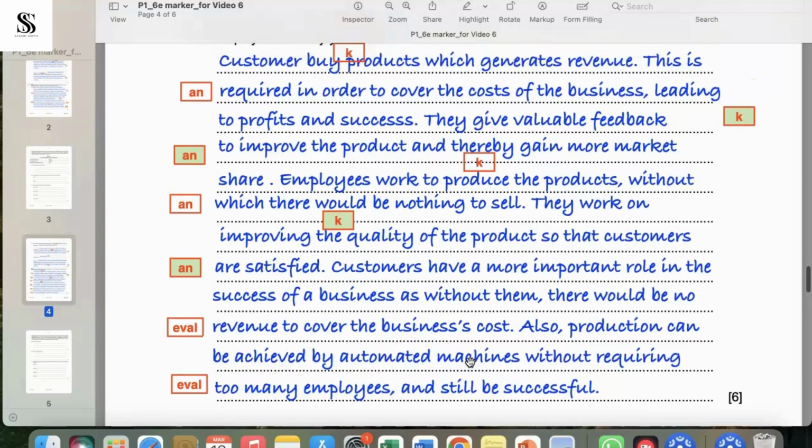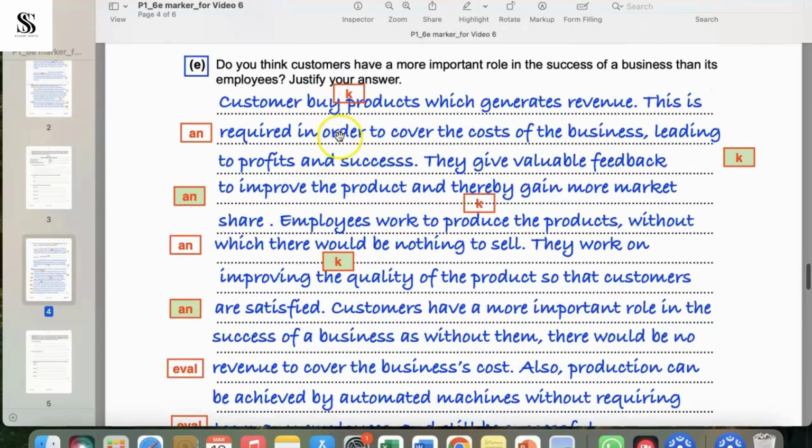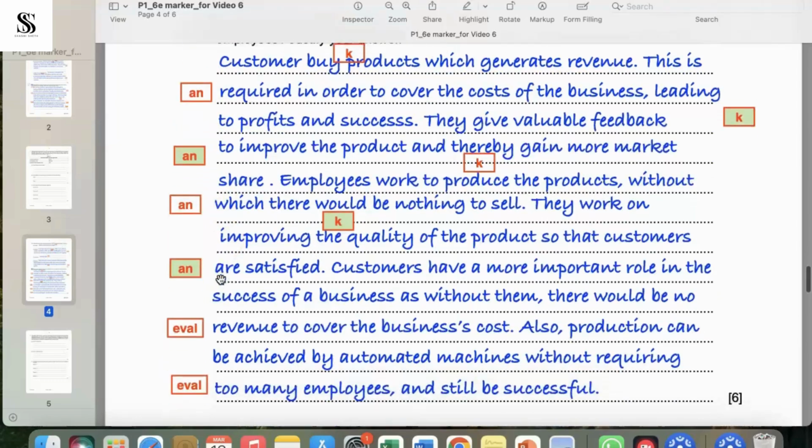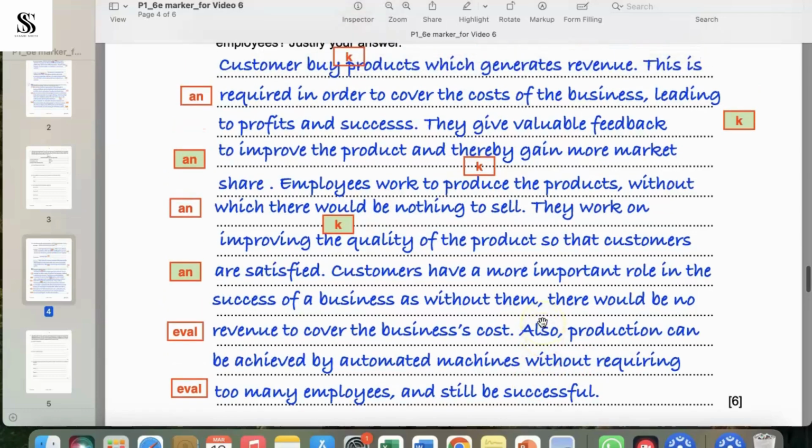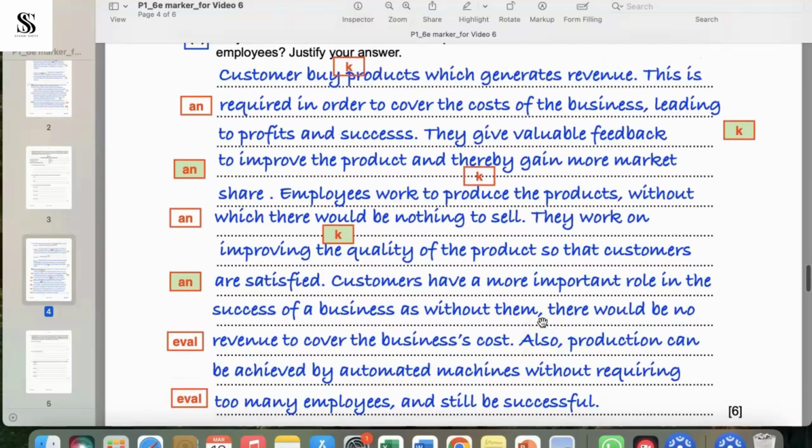So here was a case where we did cover more points than necessary as per the mark scheme. So we have 4 knowledge points and 4 analysis points, which is fine. And here the evaluation had to give one reason why a customer was important and also justify why an employee would not be as important, because machines can always do that job. Fine. So look for clear reasons why you would justify your choice.